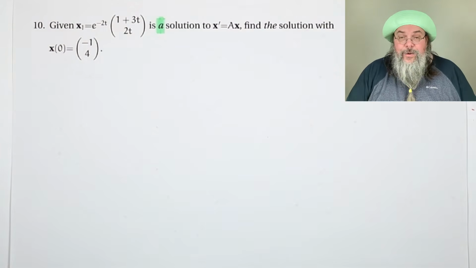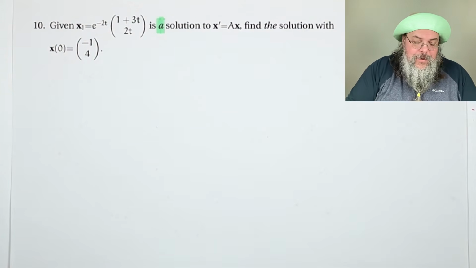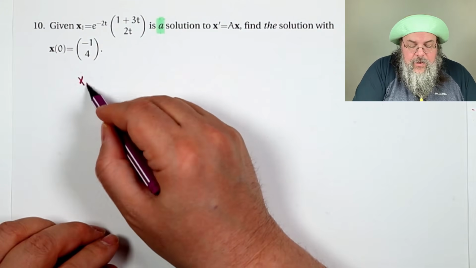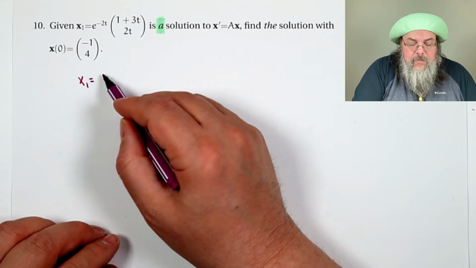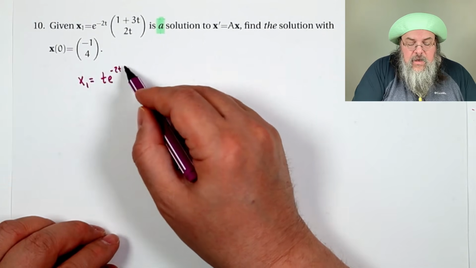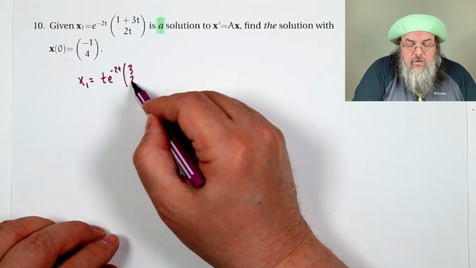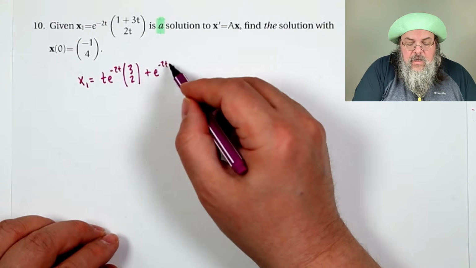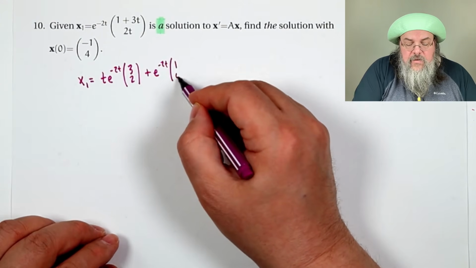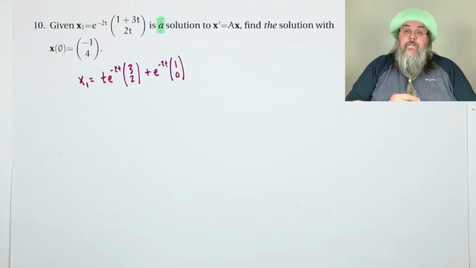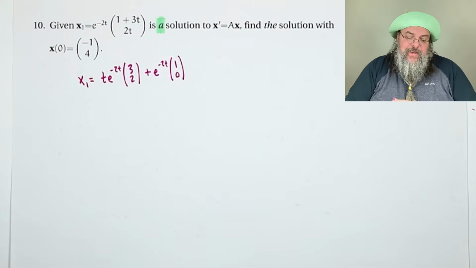And say, well, what does that mean? Well, one thing is it tells us that we could have written x1 in the following format: t e^(-2t) (3, 2) plus e^(-2t) (1, 0). All right. How does that help us?